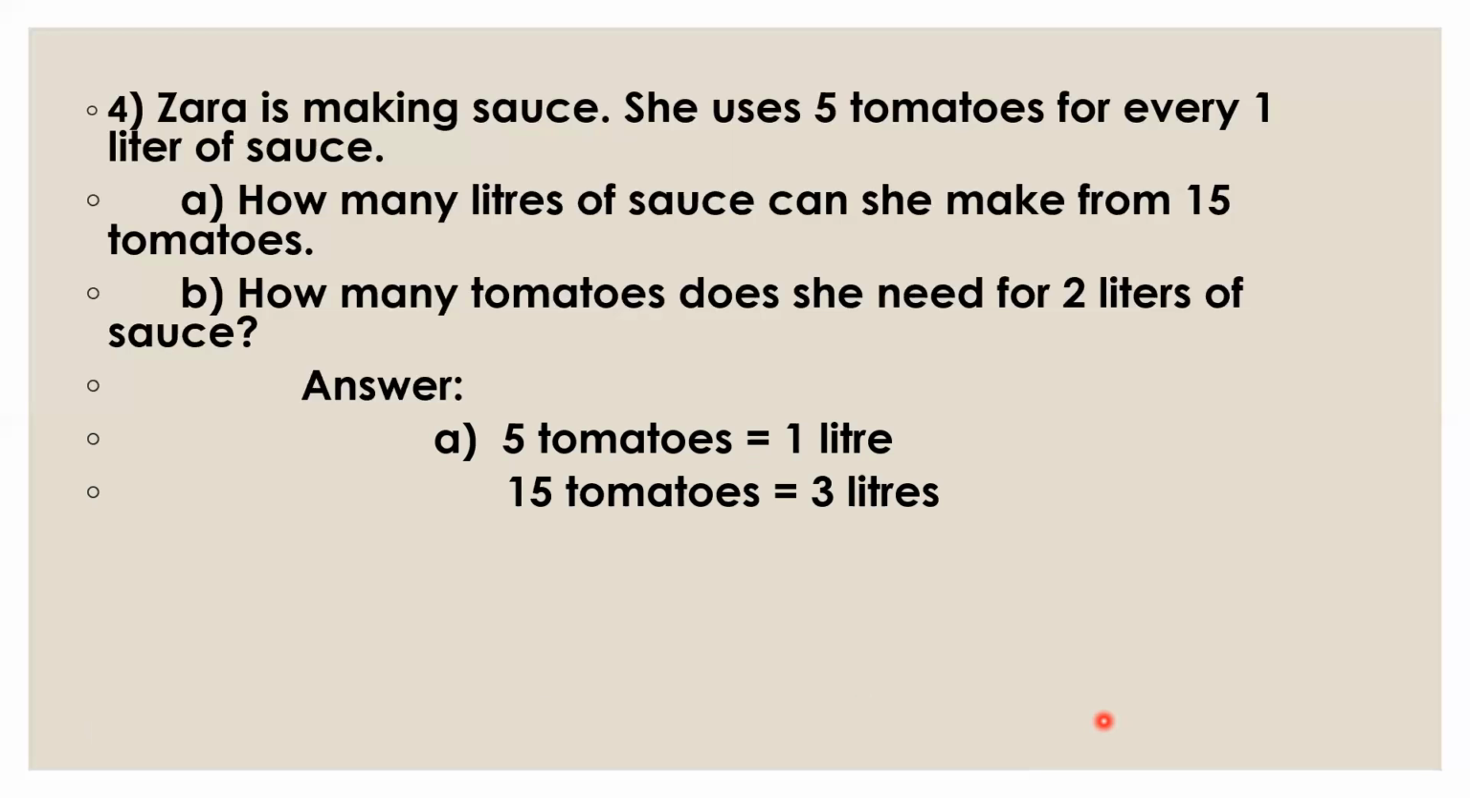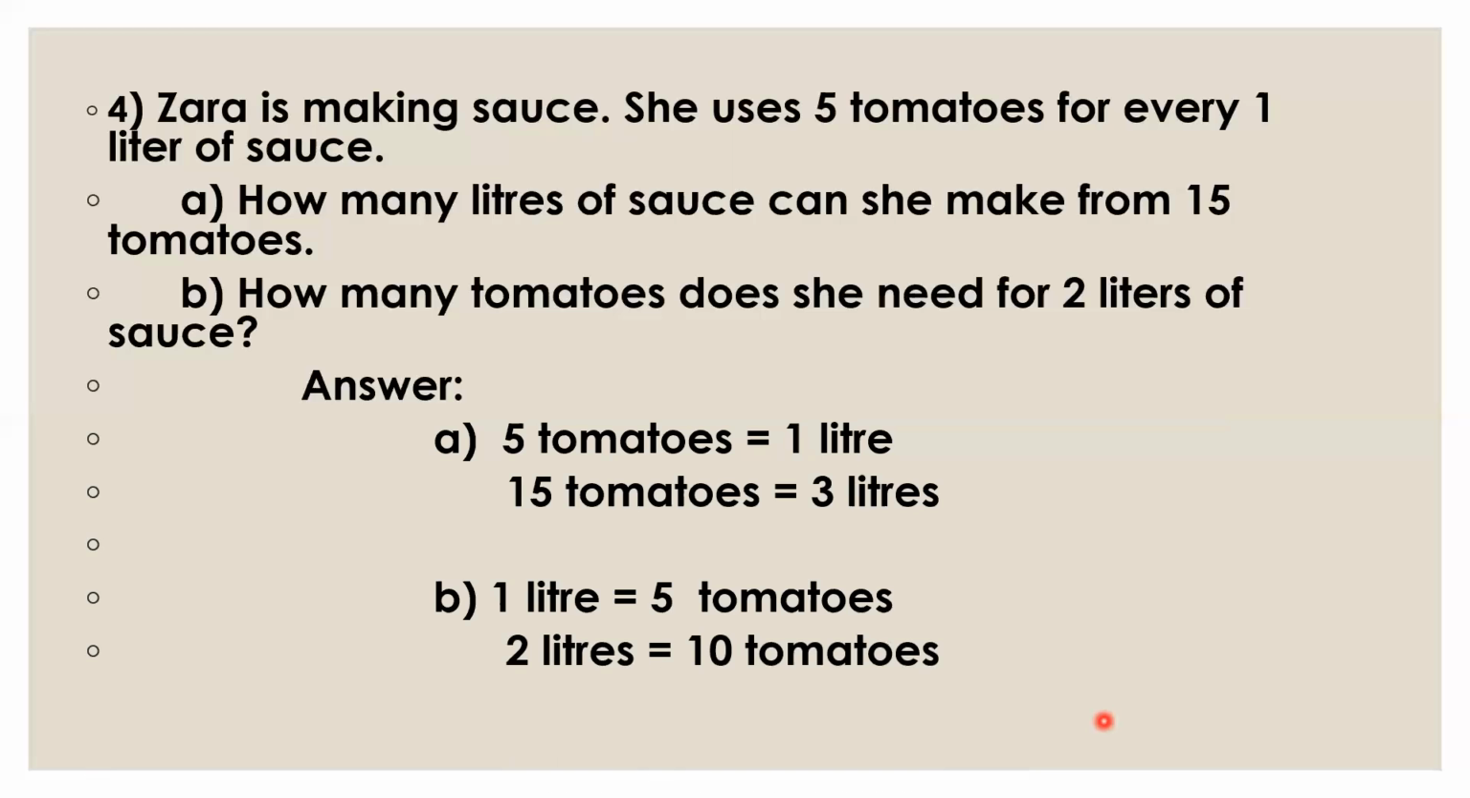Now the B part is, how many tomatoes does she need for 2 liters of sauce? So actually for 1 liter of sauce, how many tomatoes are needed? 5. 1 liter, 5. Then 2 liters, how many tomatoes? 1 liter, 5 tomatoes. 2 liters, 5 plus 5 tomatoes, because 2 liters means 1 plus 1. So 5 plus 5. So the answer for the B part: 1 liter is 5 tomatoes, 2 liters, that is 10 tomatoes. It's a very simple question, right?